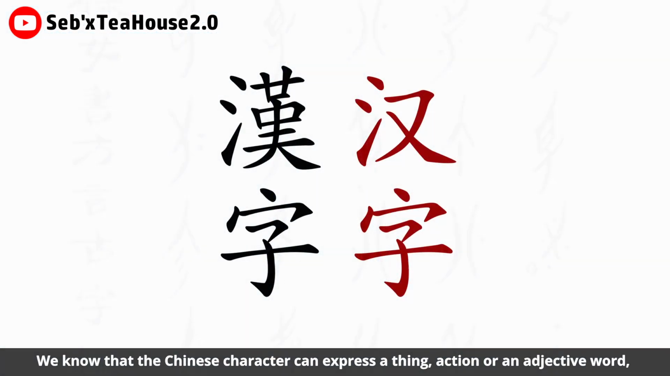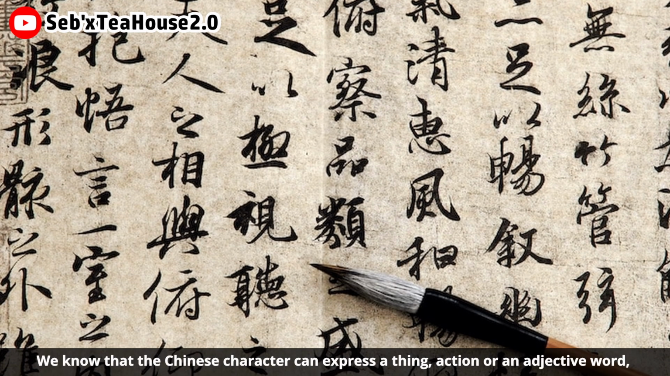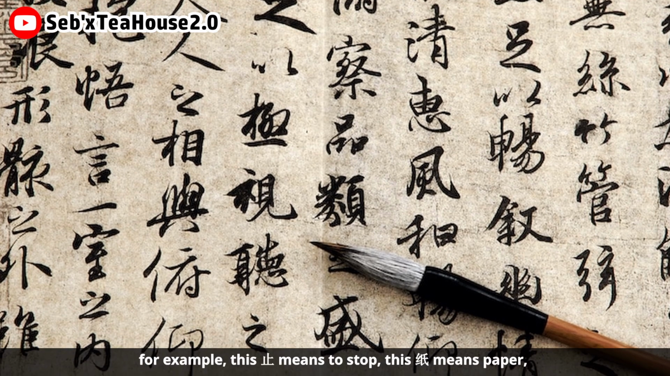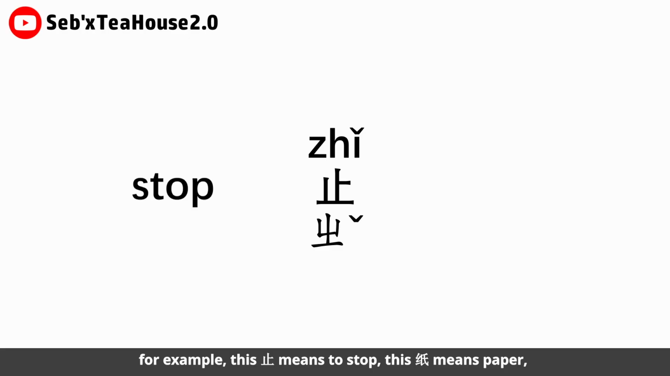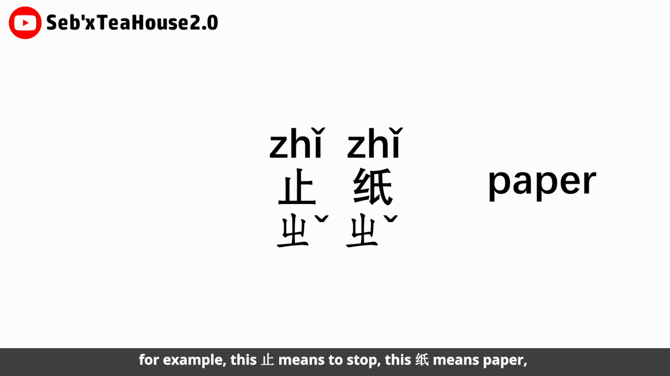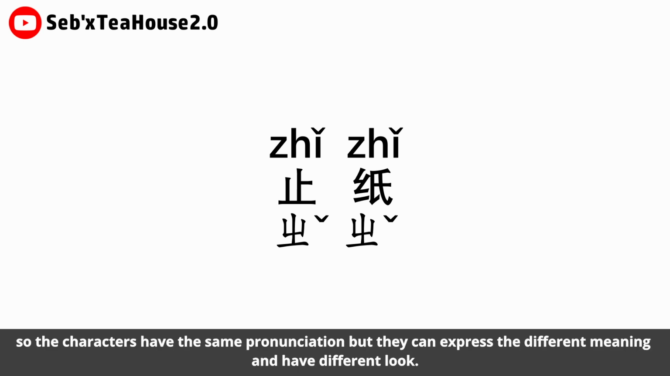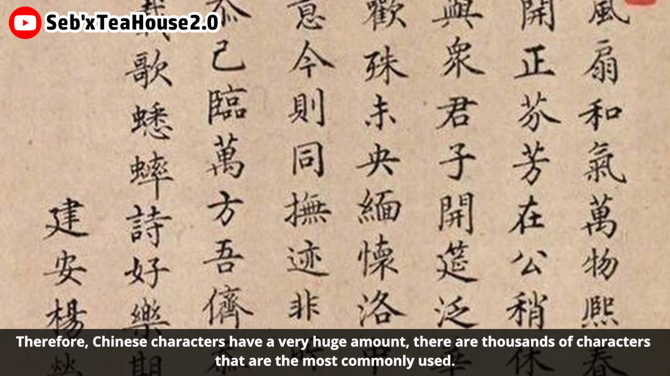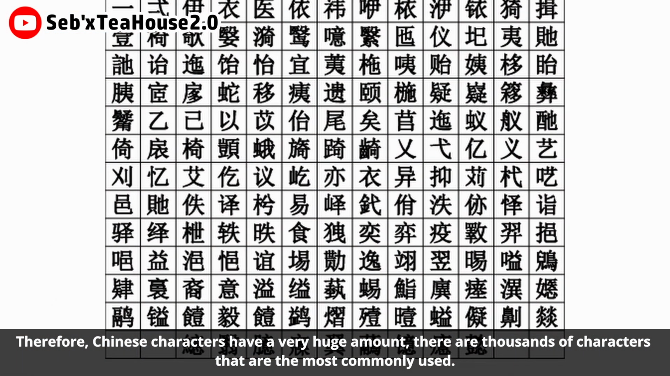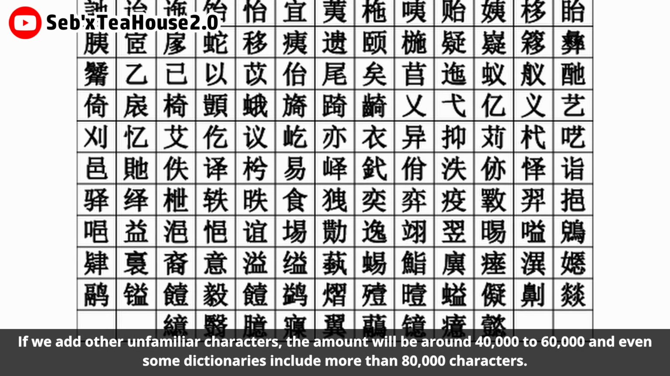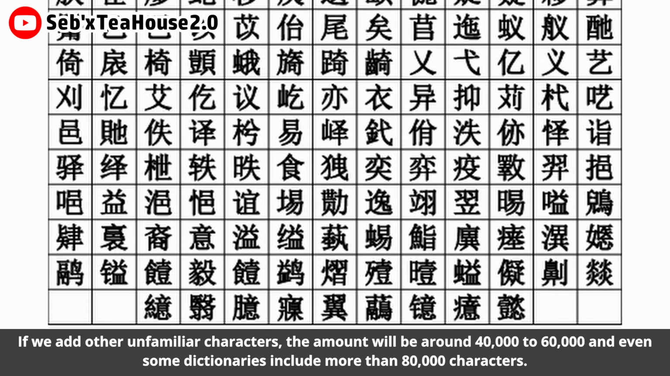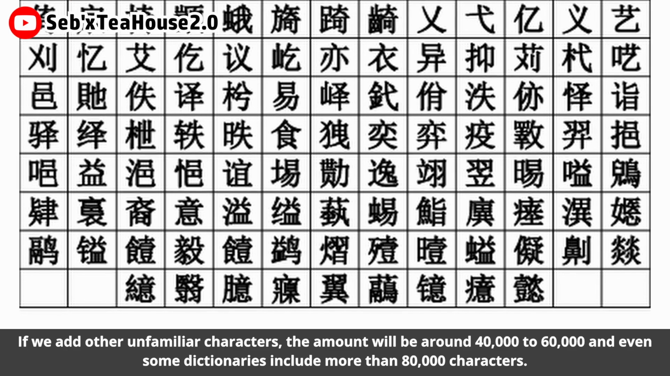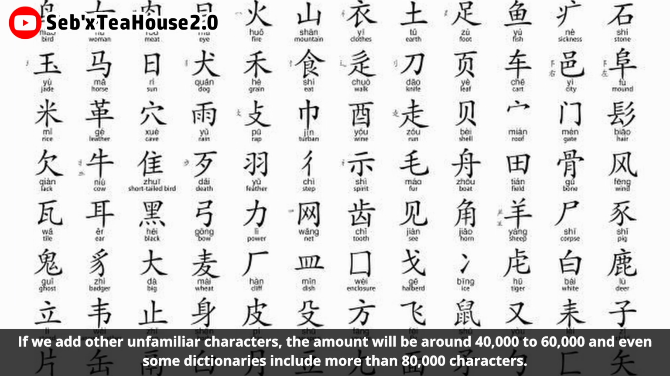We know that a Chinese character can express a thing, action, or adjective. For example, this 纸 means to stop. This 纸 means paper. So the characters have the same pronunciation, but they can express different meanings and have a different look. Therefore, Chinese characters have a very huge amount. There are thousands of characters that are the most commonly used. If we add other unfamiliar characters, the amount will be around 40,000 to 60,000. And even some dictionaries include more than 80,000 characters.